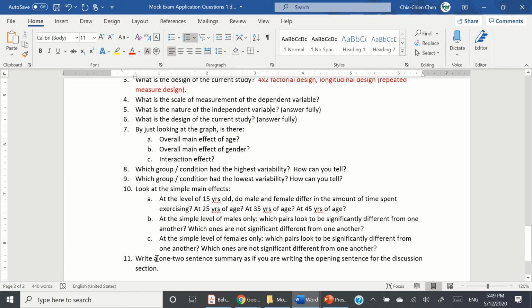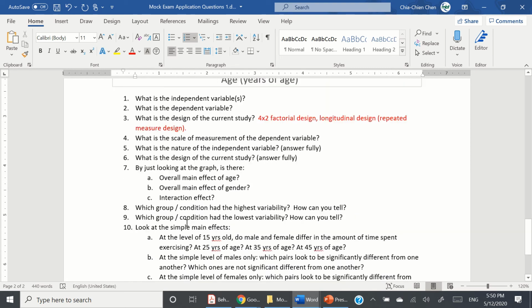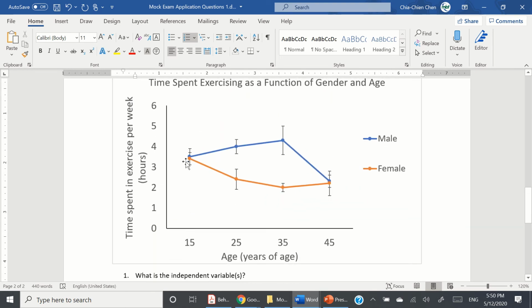Okay, so number C. At the simple level of females only, so we don't care about males now, we only care about the females. Which pairs look to be significantly different from one another? Which ones are not? Okay, 15 versus 25. Do the error bars overlap? They don't. So 15 versus 25 is significantly different, in which 15 years old females spent more time exercising compared to 25 years old females.